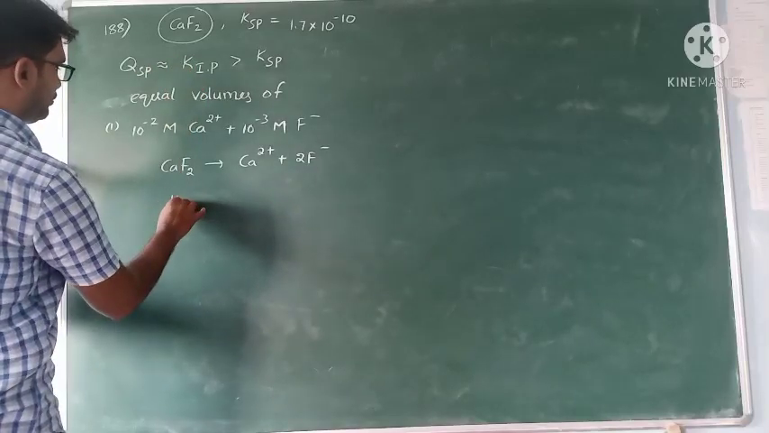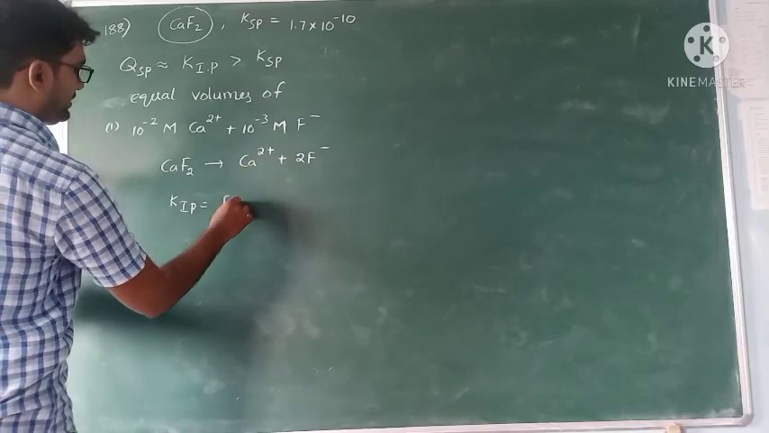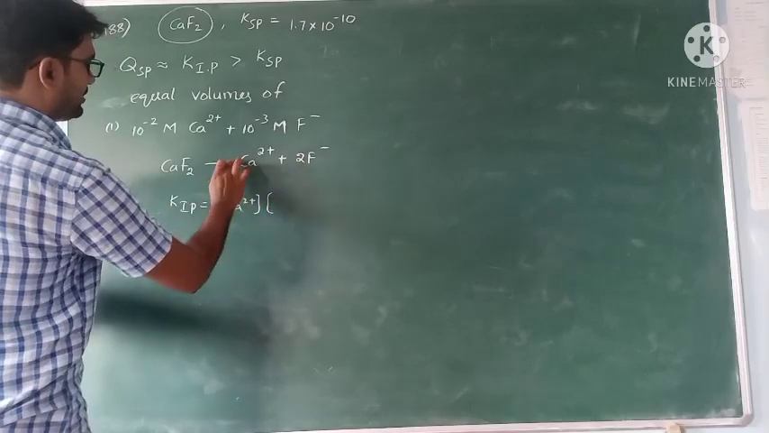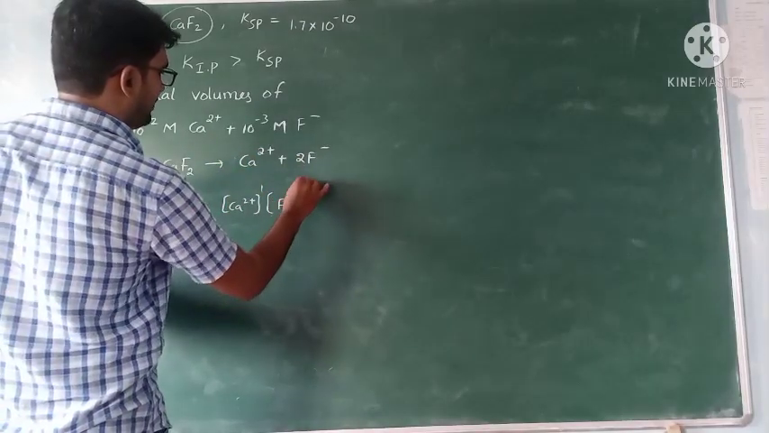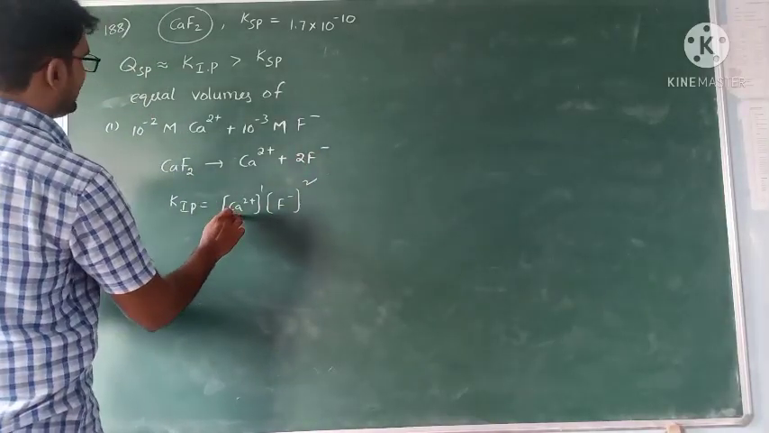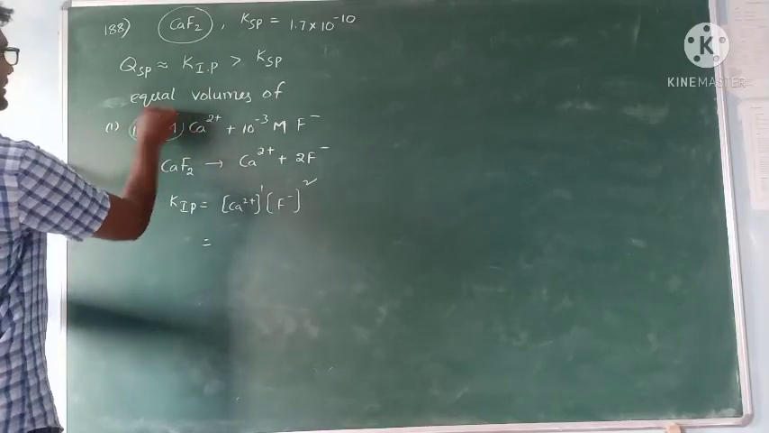KIP is equal to concentration of Ca2 plus, power 1, into concentration of F minus power 2. Okay, right, now check it. Concentration of Ca2 plus, how much is given? 10 to the power of minus 2 molarity.